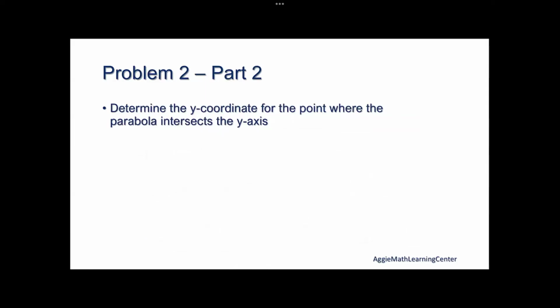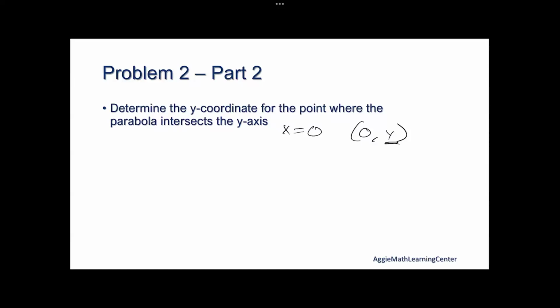All right, and then this is the second part of this question, where it's asking us for the y coordinate of the point where the parabola intersects the y-axis. Now, when our parabola intersects the y-axis, that's where x is equal to 0, because that's right down the middle of our graph.